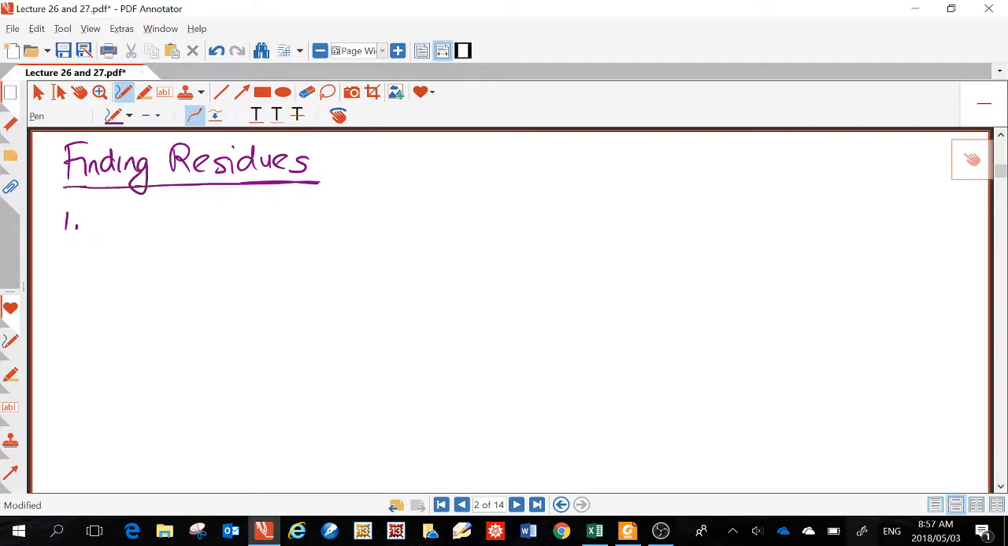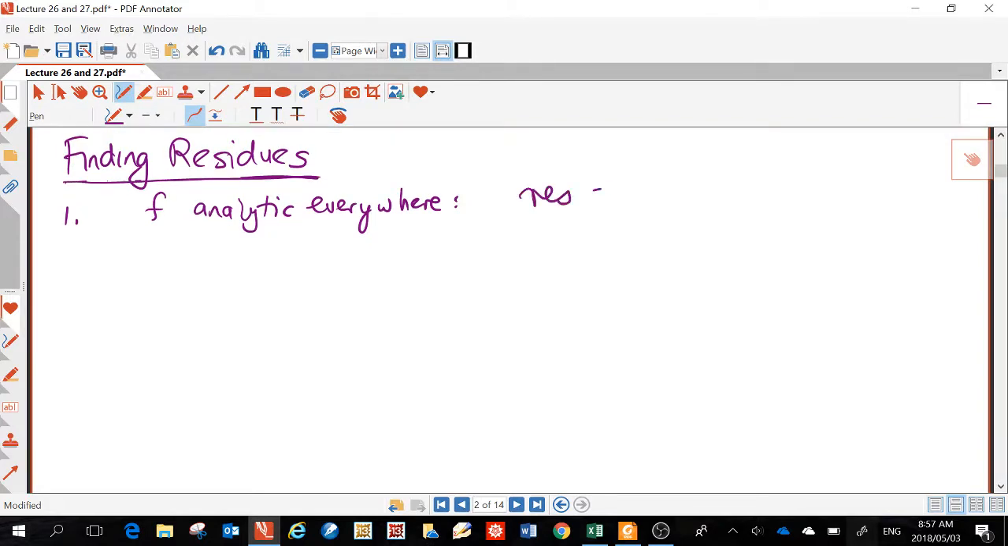Number 1, f analytic everywhere. In other words, there are no singularities. Then the residue is 0. f analytic everywhere, residue is 0.